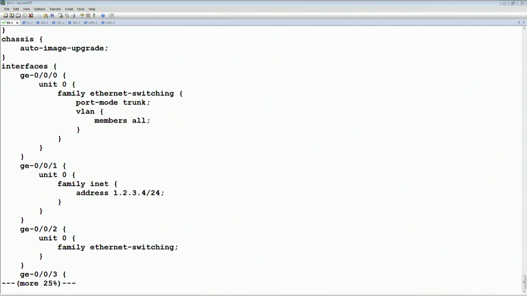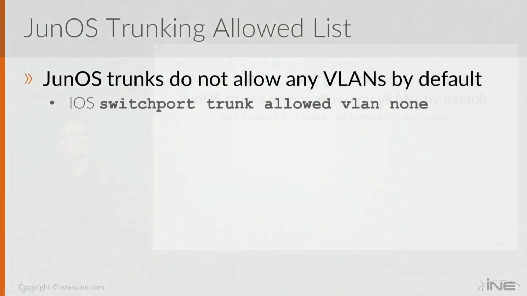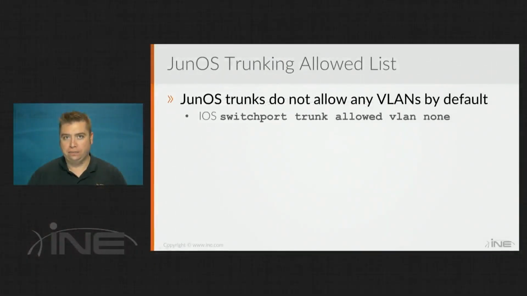Okay, now this one is important here because the trunk ports by default, in the case of JunOS, do not allow any VLANs, which is the equivalent in iOS of saying switch port trunk allowed VLAN none, which is kind of confusing if you didn't know that this was the default option. You configure the link as a trunk. It's not going to pass any traffic unless you manually define the VLANs on the particular interface.